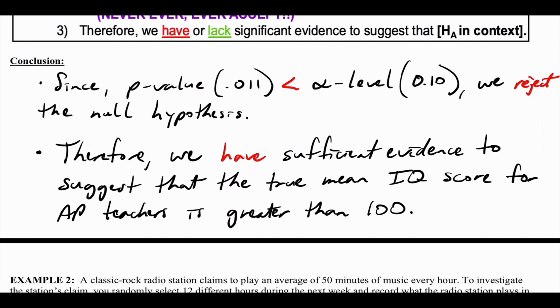So we have sufficient evidence. So even though the true mean for every adult is 100, for AP teachers, based on our sample, it's actually bigger than that. Okay? That's what that says.